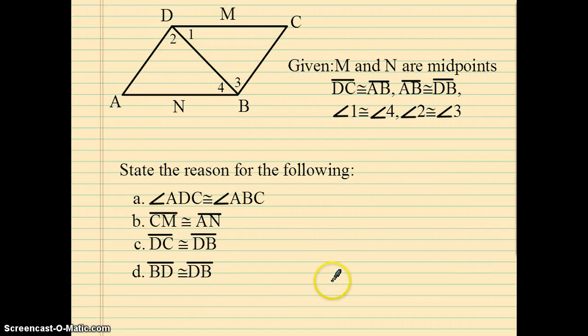Now let's take a moment, take a look at this figure, copy these things down, and then I want you to make marks on the diagram by what's given here, that M and N are midpoints and these segments and angles are congruent. And then I want you to see, why can you conclude these statements A through D here. So make your marks, make your conclusions, and state why you can make those conclusions. So pause the video, copy it down, do those things real quick.